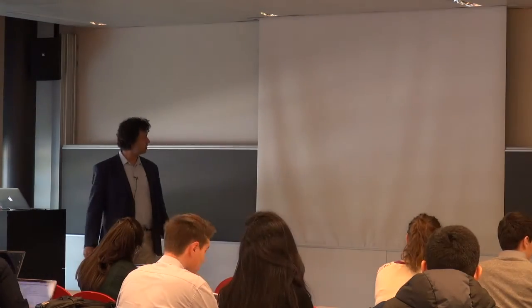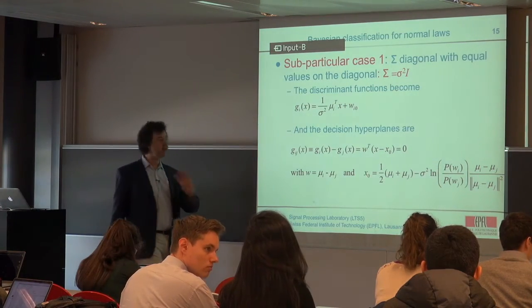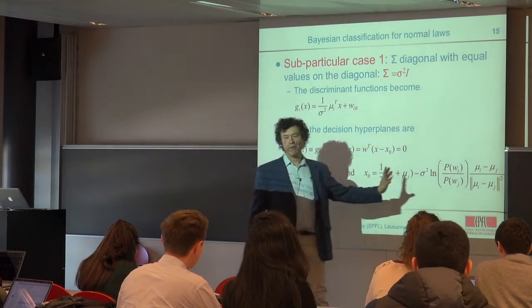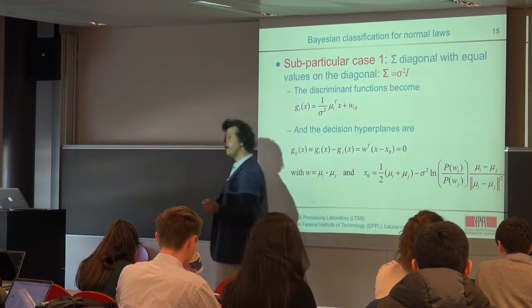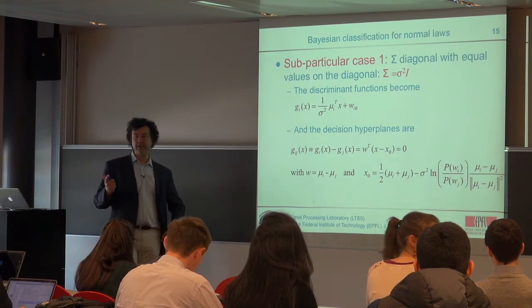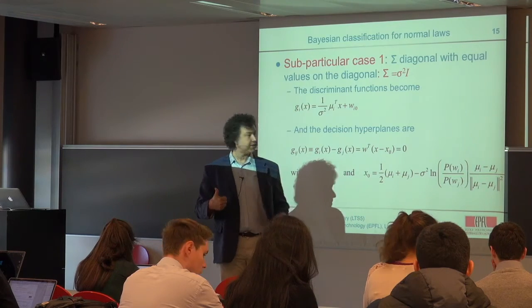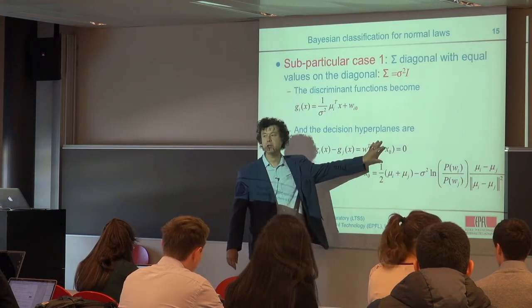Okay, back to the course. So what do we have? We now have a complete analytical expression for the optimal classifier, the Bayesian classifier, in the case of Gaussian classification. And at the end of the day, for some specific cases that we mentioned before, this classifier is extremely simple.